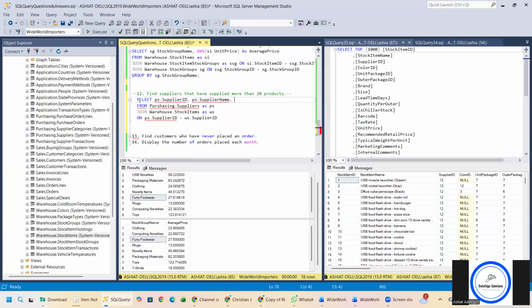We are looking for suppliers that sell more than 20 stock products, so we need the stock item ID. We need to count the stock item ID as total products. Count, WS dot stock item ID, as the total products.